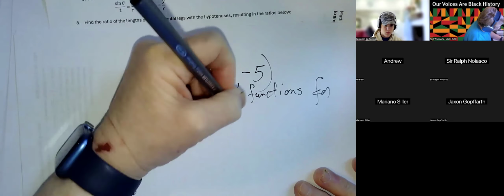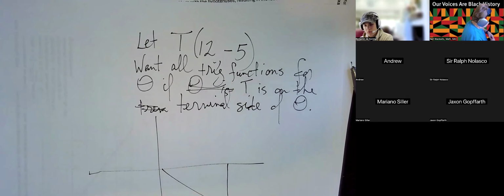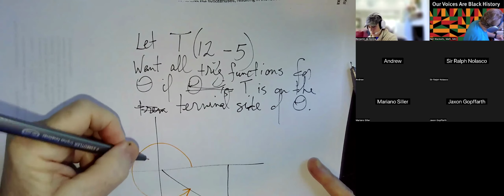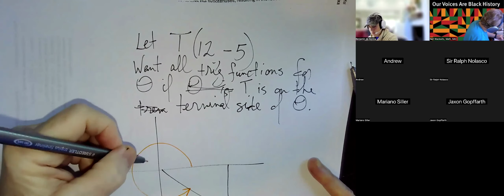So what quadrant are we in? Quadrant 4. Good. That means that theta starts at the positive x-axis and goes to the terminal side. The coordinates of P were (12, -5).